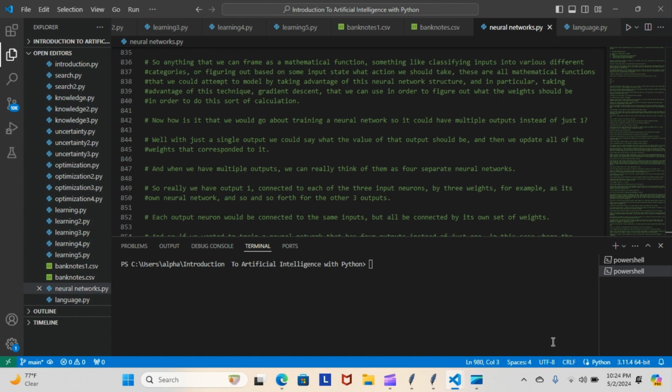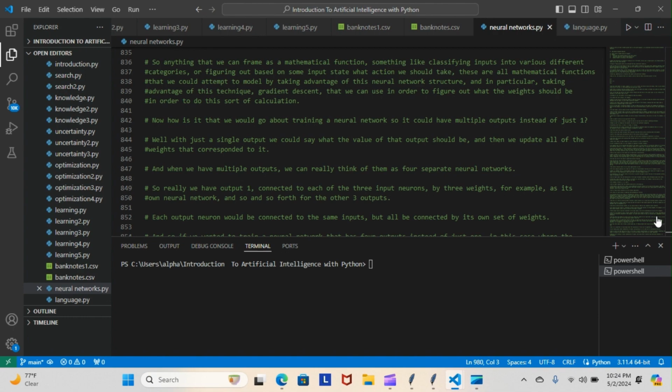Well, with just a single output, we can say what the value of that output should be, and then we update all of the weights that correspond to it. And when we have multiple outputs, we can really think of them as four separate neural networks, if we had four, for example. So really, we have output one connected to each of the three input neurons by three weights, as its own neural network, and so on and so forth. So we have to imagine that we have three inputs and then we have four outputs. Each of those outputs will be connected to the three neurons by way of weights connected with edges, and that's going to go for every one of those neurons.